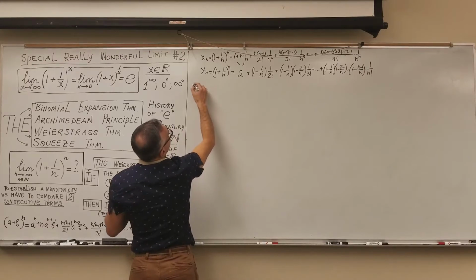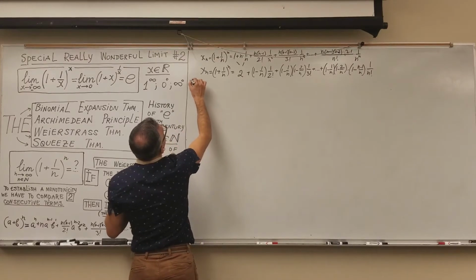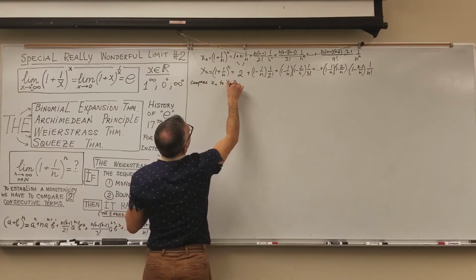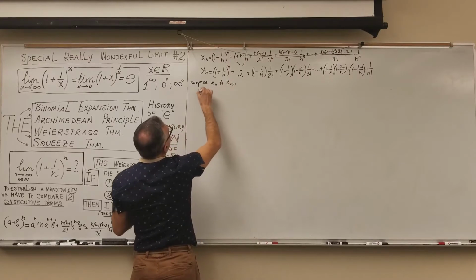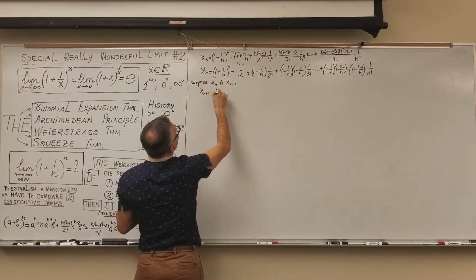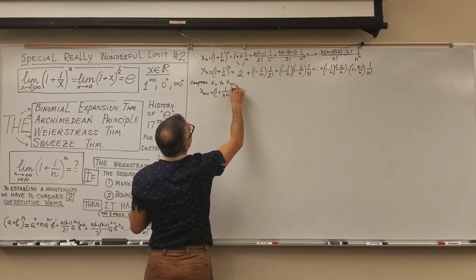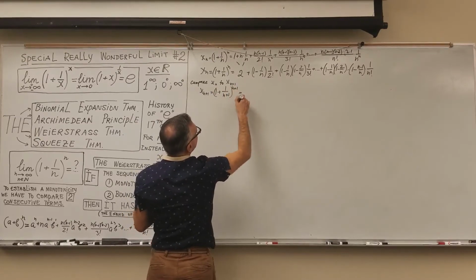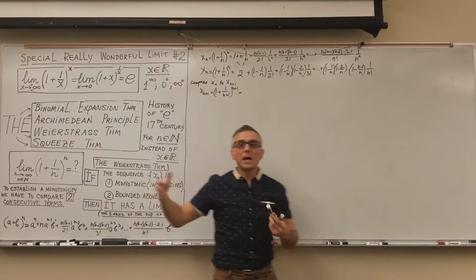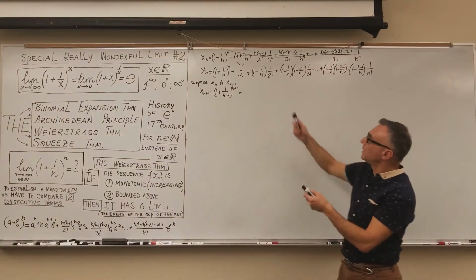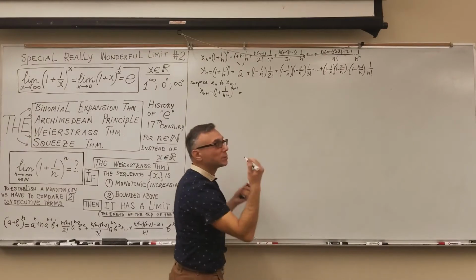Now, I need to compare x sub n to x sub n plus 1. So x sub n plus 1 is equal to (1 plus 1 over n plus 1) to the power of n plus 1. If you apply the same expansion, it will come out to the same structure, where instead of index n, you will have index n plus 1.